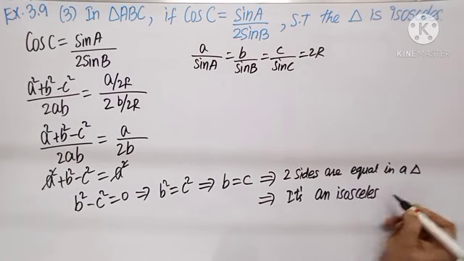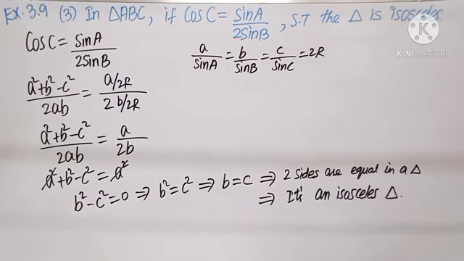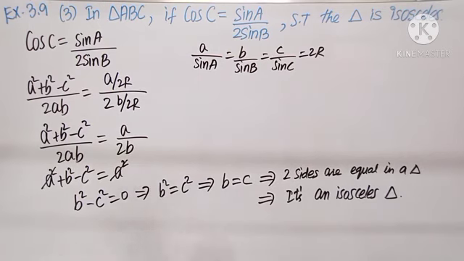So, let us remember, if I want to show a triangle to be isosceles, I need to show two sides are equal or two angles are equal. Here I have arrived at the two sides to be equal. Let us quickly see the problem.